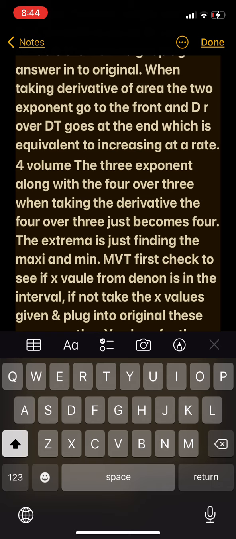The extrema is just finding the maximum and minimum.